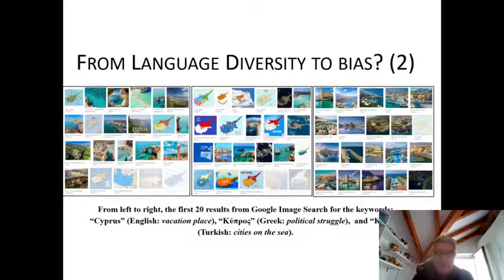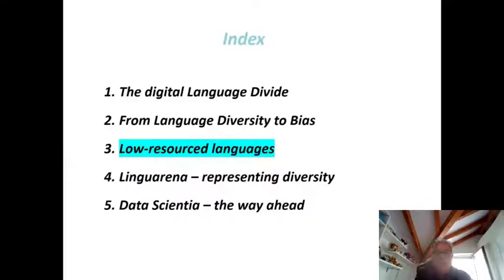And of course, this does not apply to Cypriots or to Cyprus only, it applies to everything. So the bottom line is that being present as a language on the web is a fundamental issue that you must guarantee if you want to be able to say who you are and what you are on the web, and not let the others define you. So now we do understand, I hope, that there is an issue of web presence.